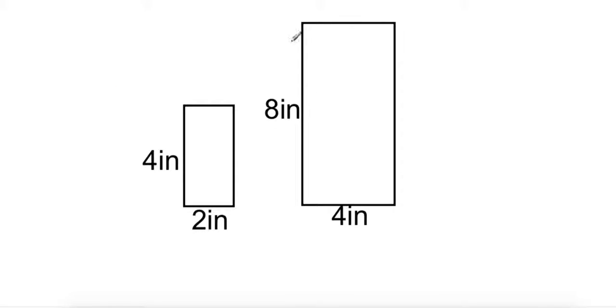Now, in this example, you'll see that we have two similar figures, and this one's pretty easy to identify. I can say that the scale factor between this figure and this figure is 2, because if I multiply 4 by 2, that'll give me 8 inches. And also, if I multiply 2 by 2, that'll give me 4 inches. So this is a very simple example of scale factor in similar figures. These two figures are similar to one another because both dimensions, the length and the width, are increasing by a factor of 2.